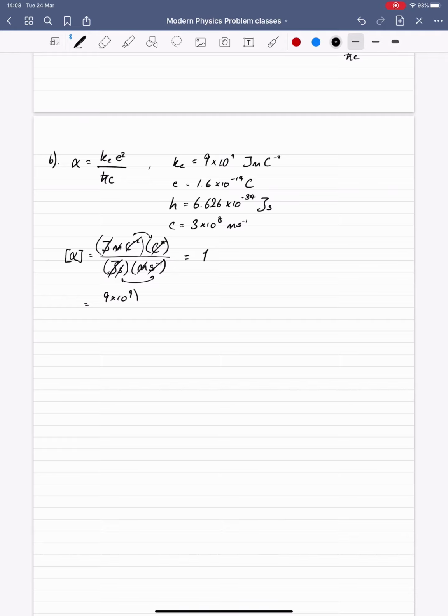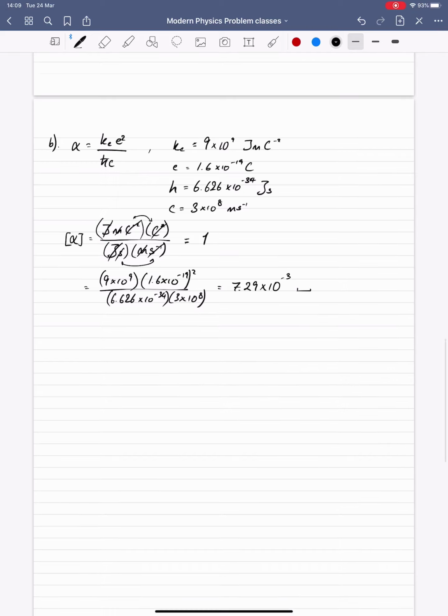Nice and simple, it's literally just punching in numbers into your calculator. 6.626 times 10 to the -34 times 3 times 10 to the 8. If you plug that into your calculator, you should get something along the lines of 7.29, something like that, times 10 to the -3. Again, unitless, so there's nothing here.